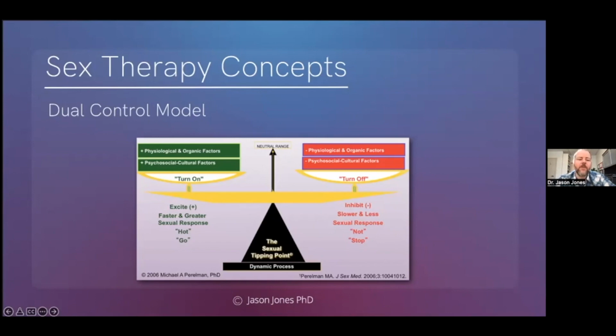So we need to make sure that we are attending to the accelerators. What do you want to move towards? What would that look like? What components go into the turn on? So of the five senses, what visually is a turn on and what's a turn off? What about auditory? Turn on with dirty talk or with some romantic music, or not. And we can go through the five senses. Because the dual control model is attempting to incorporate both physiological and psychological factors into the model.